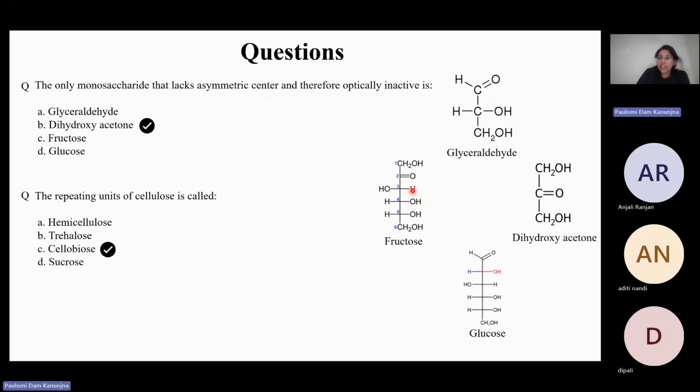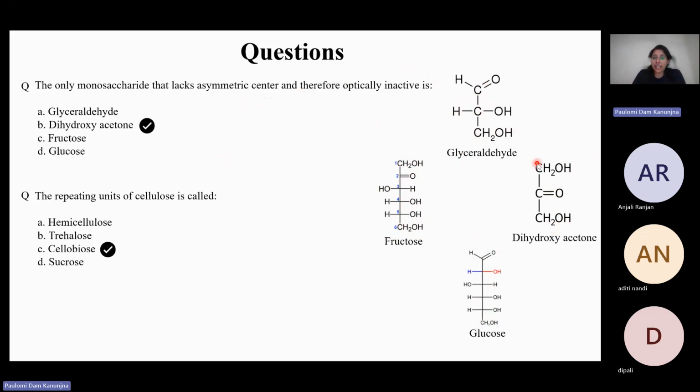Let's look at this one. This has this different group here, this different group, and then H and OH, chiral center. So likewise, you can see it has multiple chiral centers. Let's look at glucose. You of course know glucose has multiple chiral centers. Fructose also has. But let's look at dihydroxyacetone. CH2OH, CH2OH on both sides.